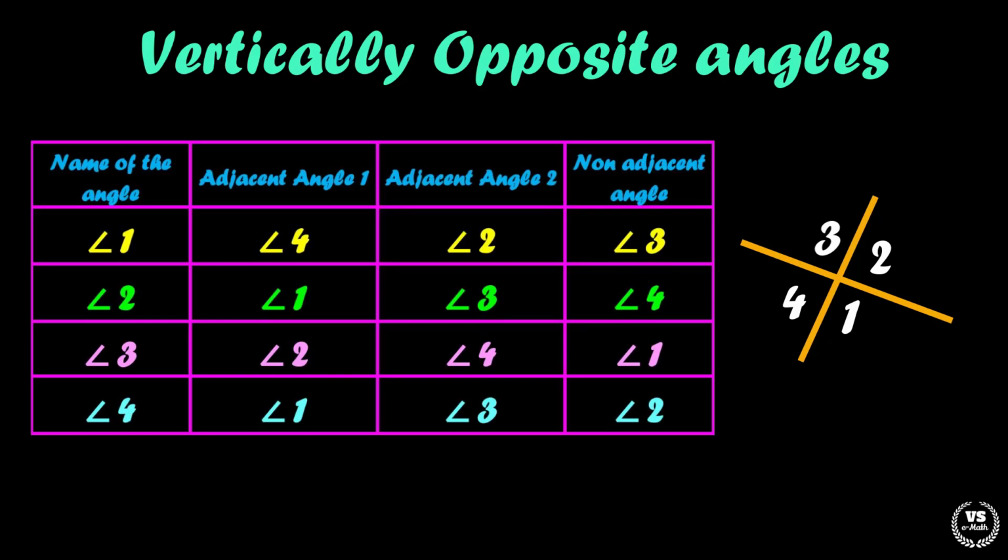Here, the non-adjacent pairs are called vertically opposite angles. So, angle 1 and 3 is one pair of vertically opposite angles and 2 and 4 are the other pair. If you measure these angles, they will always be equal. With this knowledge, let's pass on to transversal.